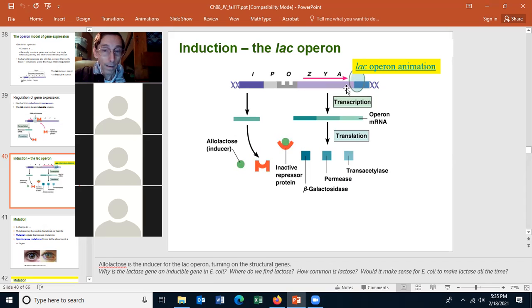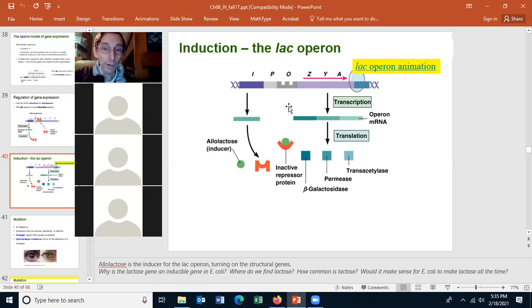So would that turn on only if glucose wasn't there and it needed lactose, or lactase, excuse me? No. If glucose is in the cell and lactose is in the cell, which actually, whenever lactose is around, it will be broken down into galactose and glucose. So whenever lactose is around and the lactase enzyme is around, you'll have the sugar lactose and glucose in the cell. Does that make sense? Yes, thank you. Okay.